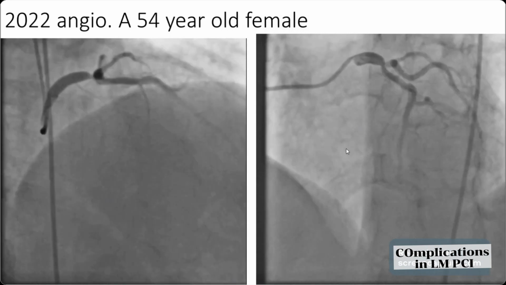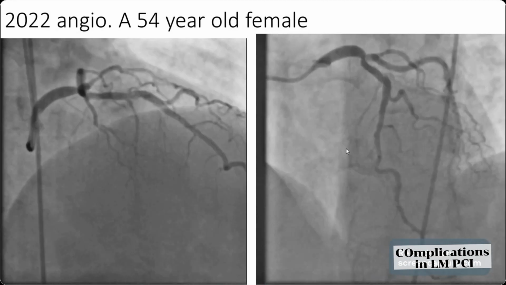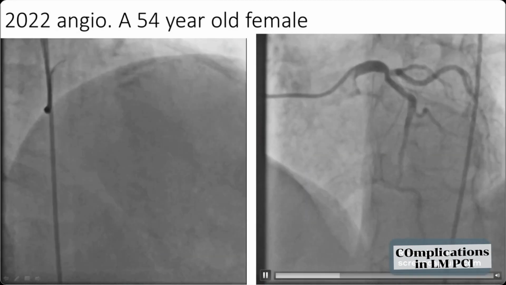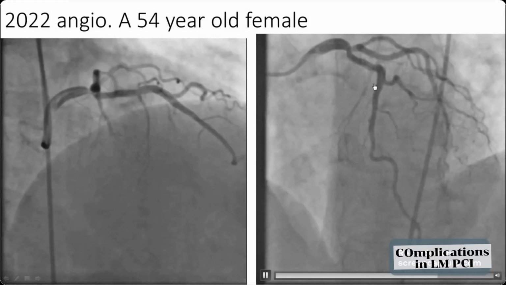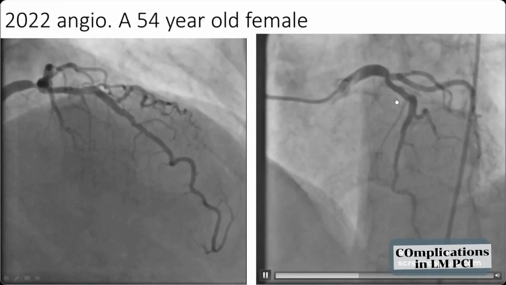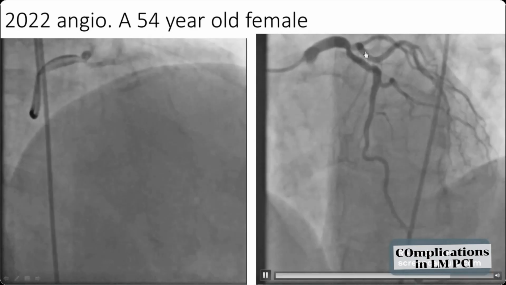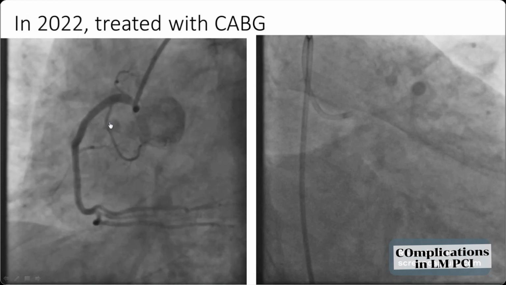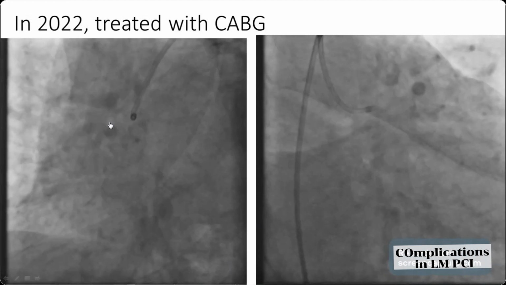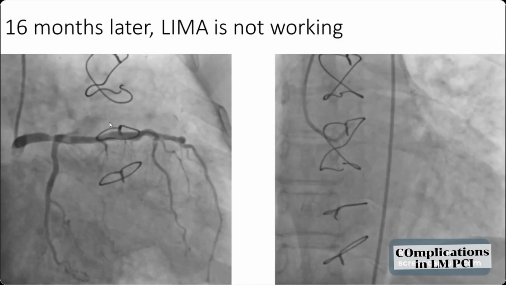This is the second case. Old angio in 2022 showed left main distal stenosis and also RCA ostial stenosis, and LAD ostial to proximal lesion. The circumflex ostium seems good. This is the RCA ostium.